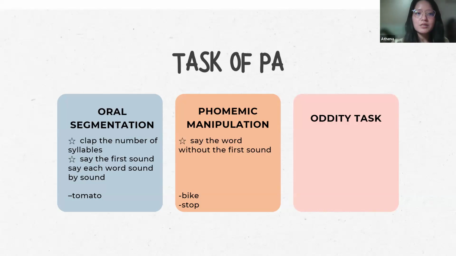Okay, think about it. 1 minute. And then I will ask one or two of you to share your way or method. It will be better if there is any volunteer to share your experience or what you have learned from your LET with us. So you can tell me 1 minute later. Think about how to manipulate the sound. For example, bike, and the activity is don't read the first sound, so they have to say ike, something like that.